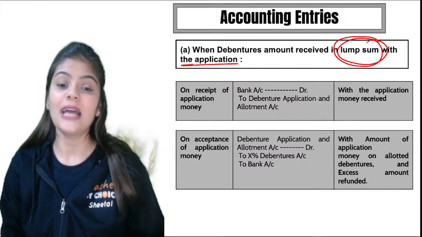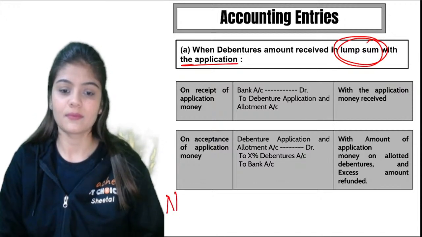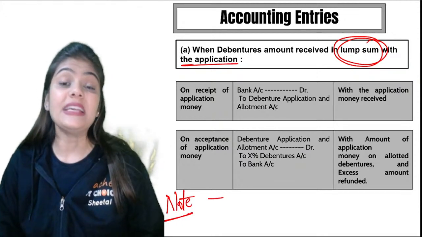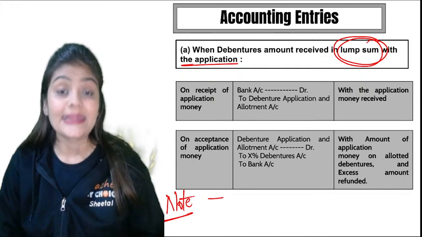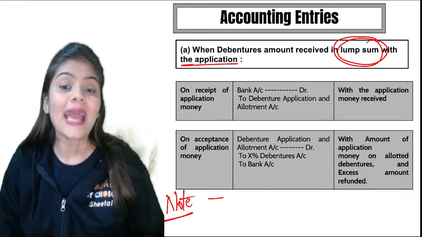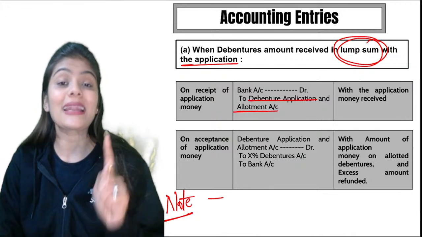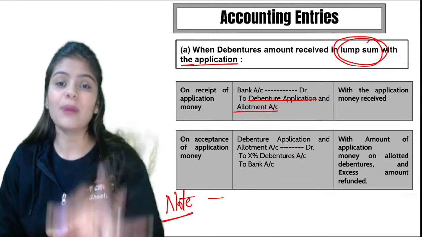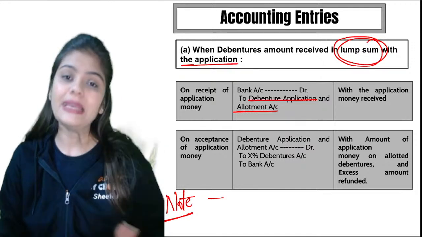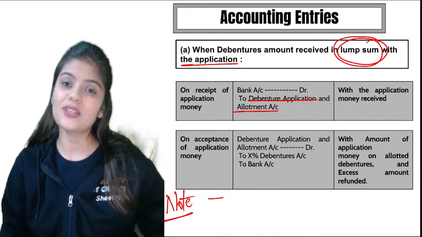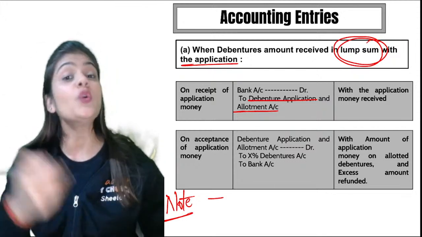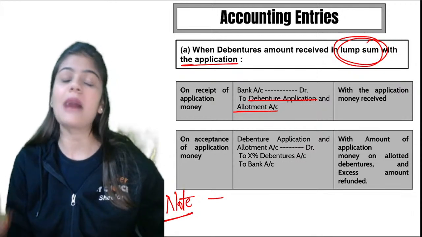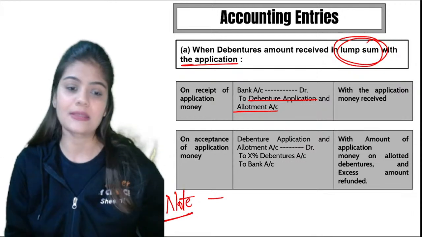So again, a note. If entire money is received in lump sum, then you have to write debenture application and allotment together. क्योंकि बहुत सारे बच्चे सिर्फ एप्लीकेशन लिख के आएंगे. You will only pass the journal entry bank account debit to debenture application, and if you will do that, then your examiner will deduct your marks.